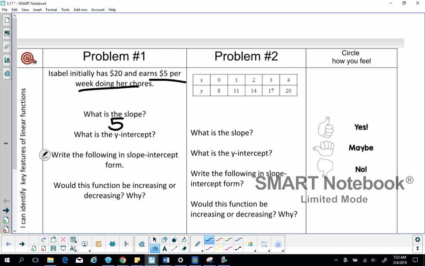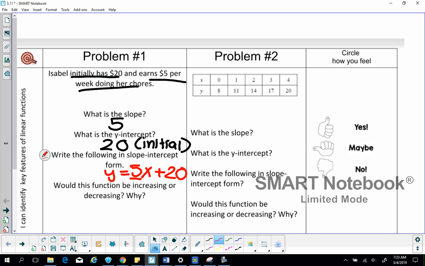What's your y-intercept then? 20. So remember, y-intercept is your initial amount, your beginning amount. So since she initially had $20, that's what she starts with. It's not adding each time by 20. It's just starting at 20. And so what's the equation? Y equals what? Perfect. 5x plus 20. So make sure your slope is your m. It's what's next to x plus 20.